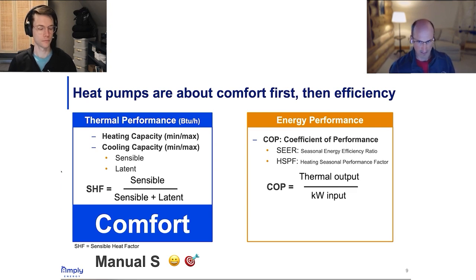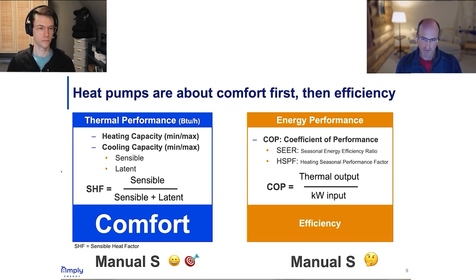COP is the ratio of the thermal output of a unit divided by the electrical power input. And the amazing part about heat pumps is that, generally speaking, for every 3 to 4 units of thermal output that you get, you'll need to put 1 unit of electrical input. So this is the magic of heat pumps from an energy efficiency perspective. What's very interesting is that Manual S is completely silent on these energy performance aspects. And this is part of the reason why we want to talk a bit more beyond Manual S.